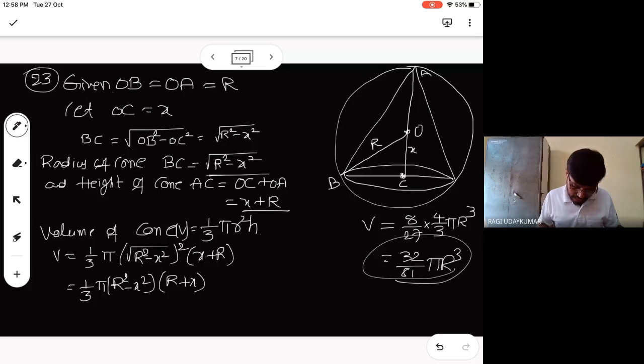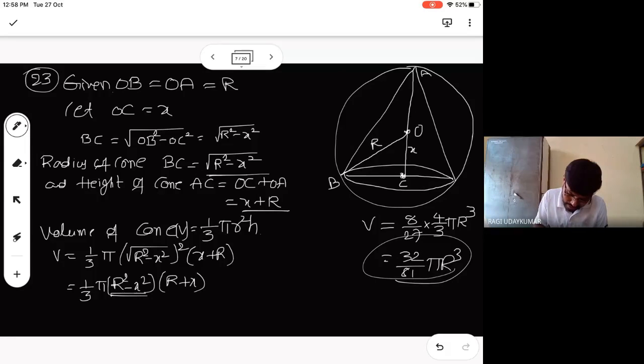Now R square minus X square can be written as R plus X into R minus X. Otherwise, you can multiply it. R plus X whole square, R minus X, in any way you have to do the differentiation. That you keep in your mind. Differentiation is to be done with respect to X, and if it is in some form, it is easier. So that's why better you multiply.